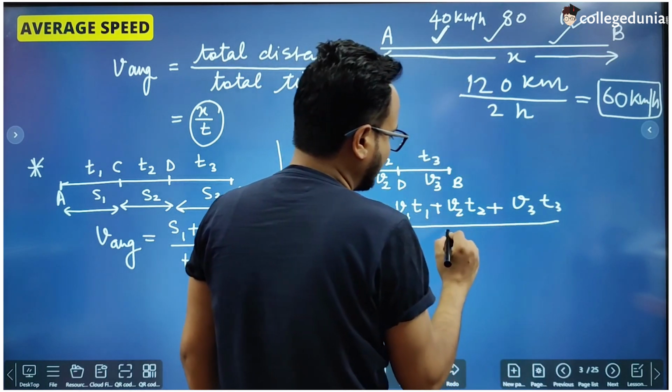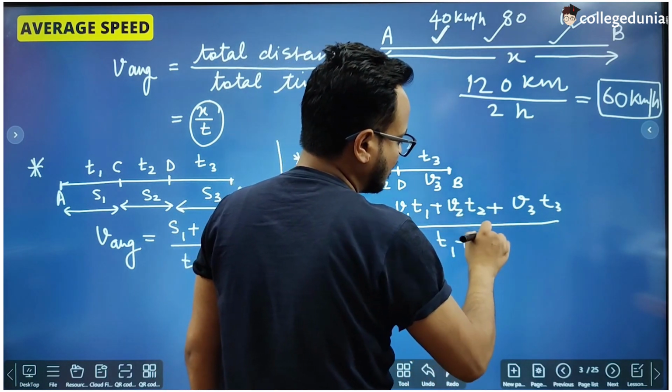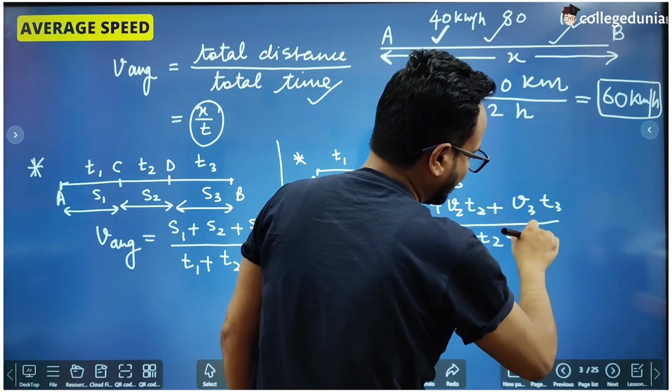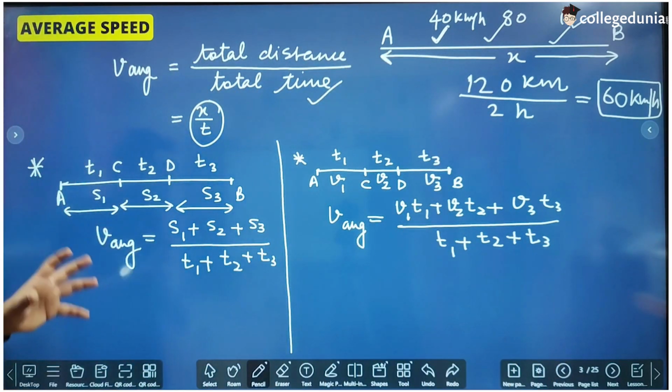Divided by total time. This is the total distance, and total time is what? Total time is T1 plus T2 plus T3.